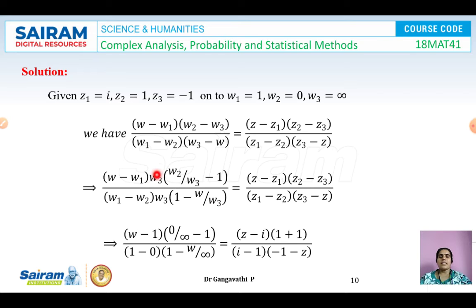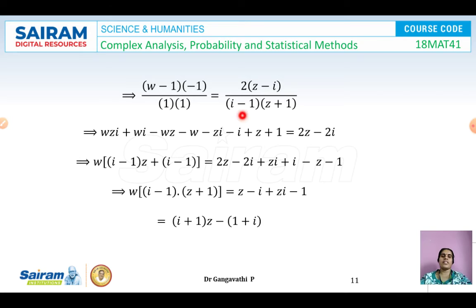So we can cancel this w3 and this w3, and here we get, let us substitute and see. So here w minus w1 is 1 and 0, w2 is 0 by infinity minus 1, and 1 minus 0, 1 minus w by infinity. Anything by infinity is 0. So this is 0, this is also 0. So we will have this entire term as it is, and here we get minus of w minus 1, and here we get 1 minus 0, 1 into 1. So that is what we have written here.